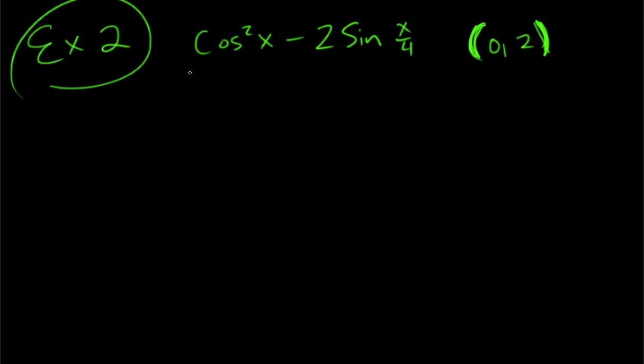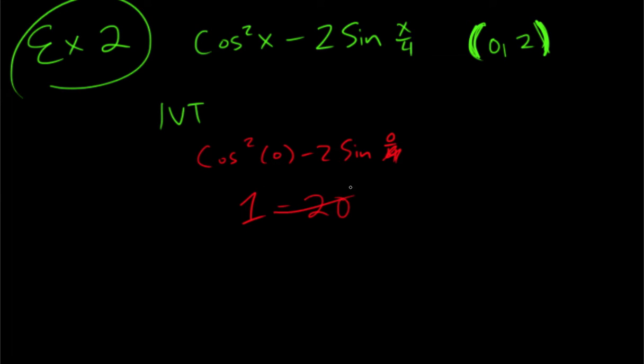So we could just use the intermediate value theorem first. We know that this continuous function minus this continuous function is still a continuous function. And so if we plug in 0 for all of this, which is really just sine of 0, cosine of 0 is 1, 1 squared is 1, minus 2 sine of 0 is 0. So that's just 1.